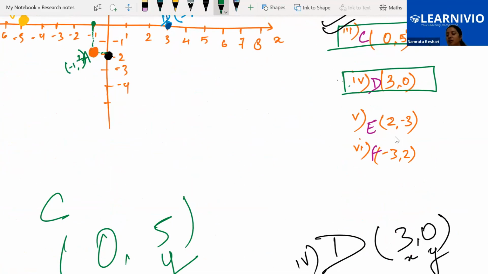What is x over here? Sarah, what is x over here? 2. Yeah, x is 2. Perfect. And what is y? -3. X is 2, y is -3. X is 2 and y is -3.